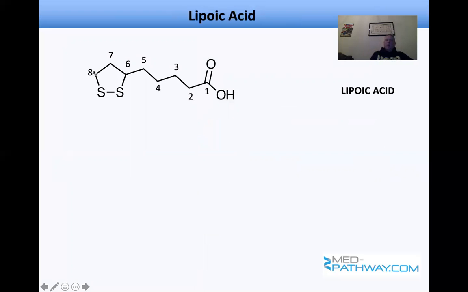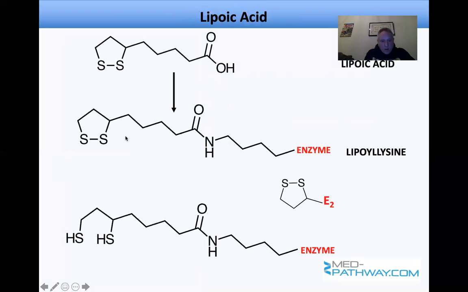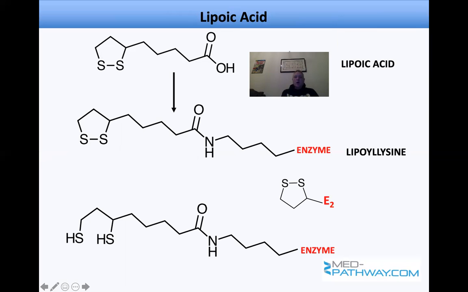It's actually derived from the breakdown of fatty acids. This is an octanoic acid derivative right here. And so lipoic acid has a really long chain, and here's the carboxyl group. It can link up to lysines through amide linkages as well to make lipoyl lysine. It's reminiscent of what we saw with biotin. And so enzymes that use lipoic acid are actually covalently linked through their lysine residues as well.